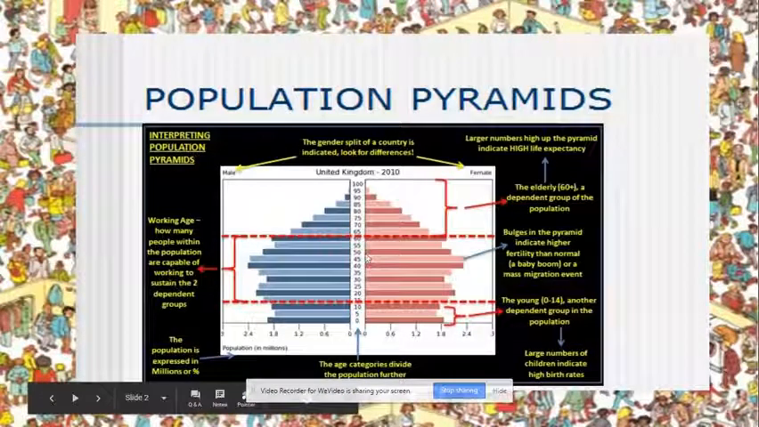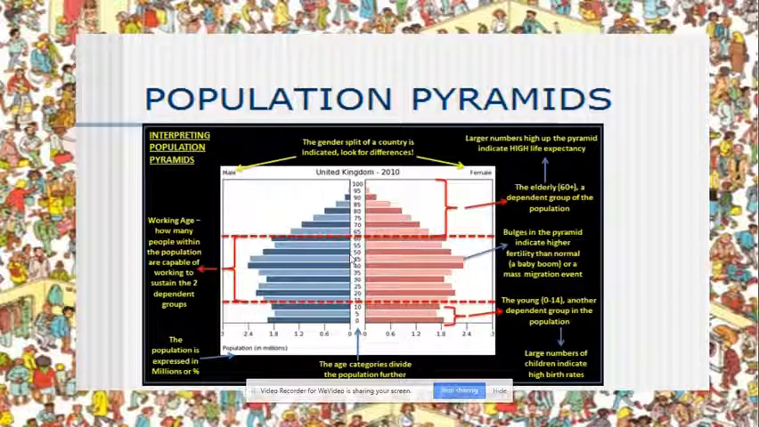So here's some information about how to read one. I'm not going to read all the stuff on here, but what you see here is age cohort in the middle. So this is 0 to 4, basically 4, almost 5. This is 5-year-olds up to 10-year-olds. This is 10-year-olds up to 15, et cetera. So when you look at what's the largest age cohort in the United Kingdom in 2010, it was 40-year-olds, 40 to 44, almost 45-year-olds.